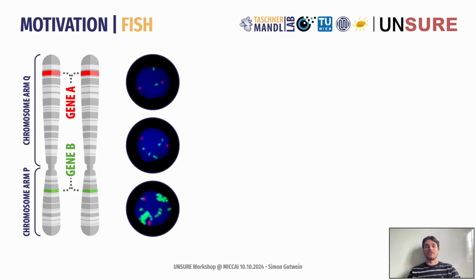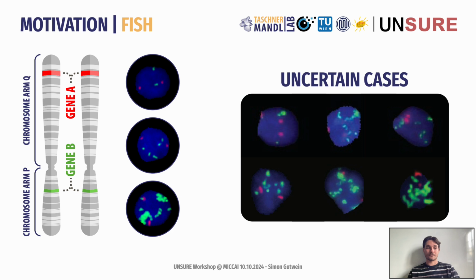FISH allows us to visualize the number of copies of specific genes as well as the cell nucleus in individual cells. Here you can see an example of 3 images showing the increasing number of gene copies of the gene marked in green. Currently, these images are evaluated manually in a diagnostic protocol, which is both time-consuming and costly because hundreds, if not thousands, of these images have to be evaluated by more than one expert.